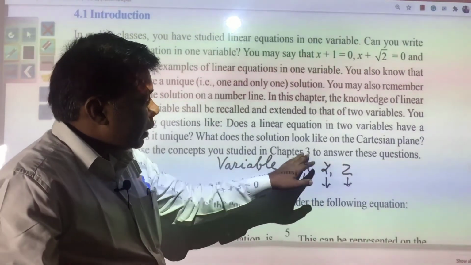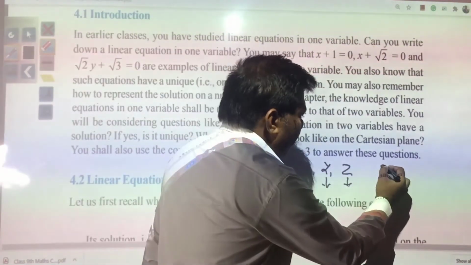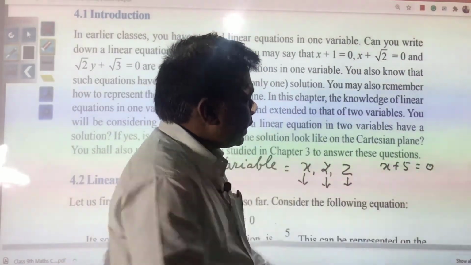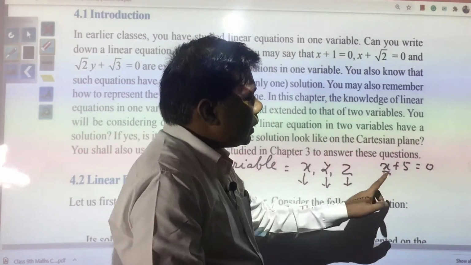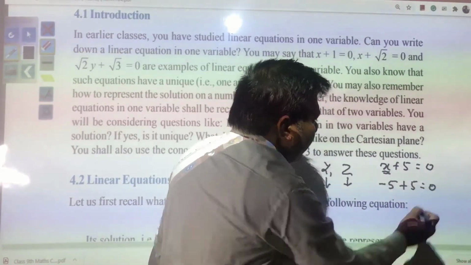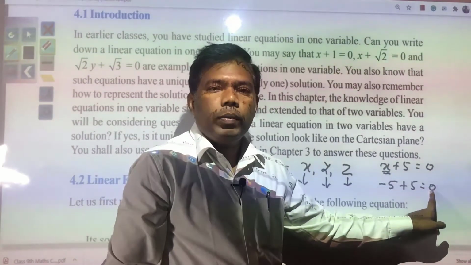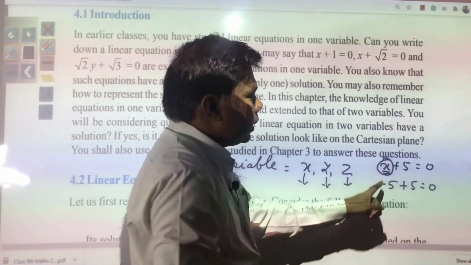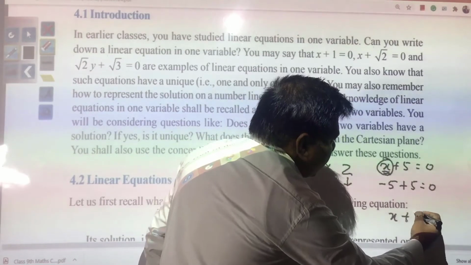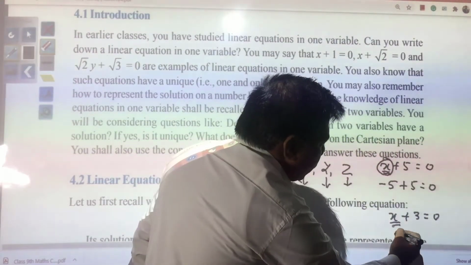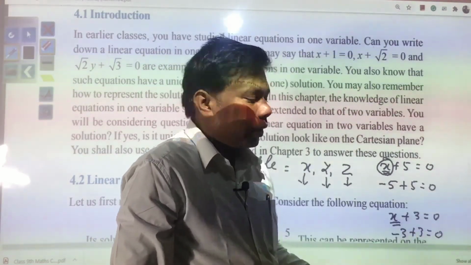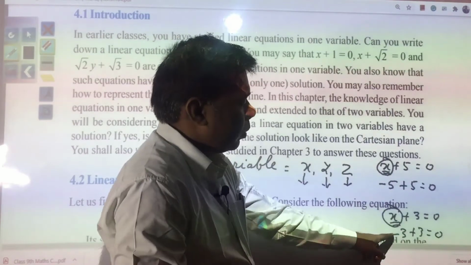But it may happen that in an equation, suppose you have x plus 5 is equal to 0, in this case the value of x will be minus 5, so that minus 5 plus 5 will become 0. So, in this case you have got x is equal to minus 5. But if you have x plus 3 is equal to 0, in this case x will be minus 3, and then only you will get minus 3 plus 3 is equal to 0. So, in this case you have got x is equal to minus 3.